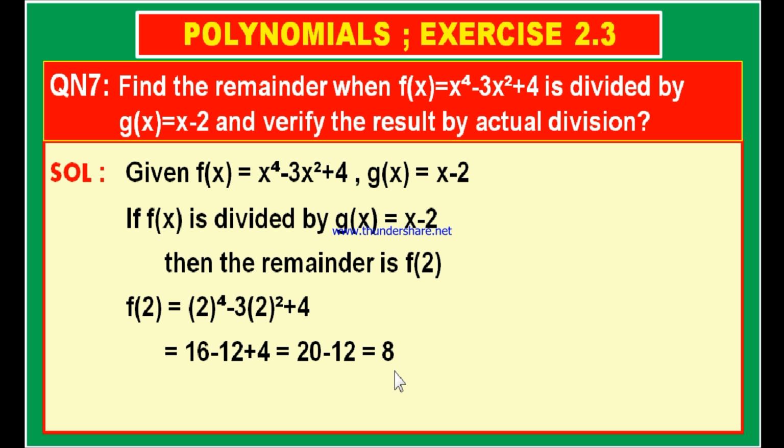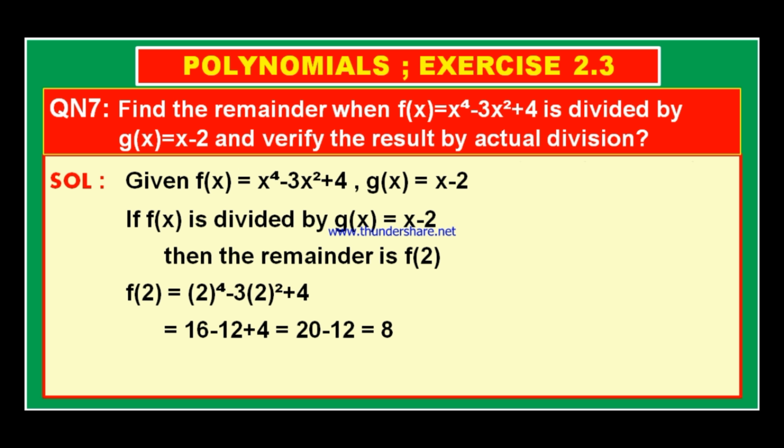Now let us perform the actual division, or let us divide x power 4 minus 3x square plus 4 by x minus 2 and verify what the remainder will be. Now the dividend is x power 4 minus 3x square plus 4. In this you could not find the x cube term and x term. Therefore we wrote this as x power 4 plus 0x cube minus 3x square plus 0x plus 4. Now this is divided by x minus 2.